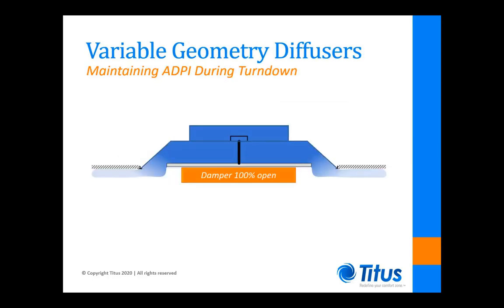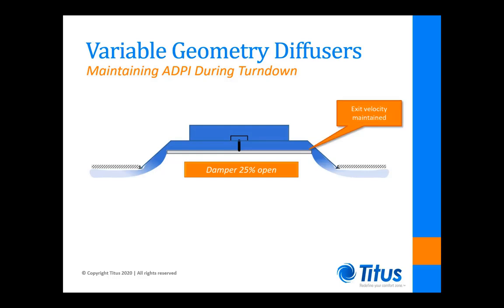VAV diffusers are variable geometry diffusers, meaning that as the air control damper moves, the dimensions of the supply air outlet change. This has a beneficial effect on air distribution during part load conditions. As the demand for cooling air reduces, the damper will start to close, but the exit air velocity remains more or less the same, unlike a conventional diffuser. This means that the throw characteristics do not change by much with reduced airflow. This is a good thing because it also means that the Air Diffusion Performance Index, or ADPI, remains high at all airflow conditions.